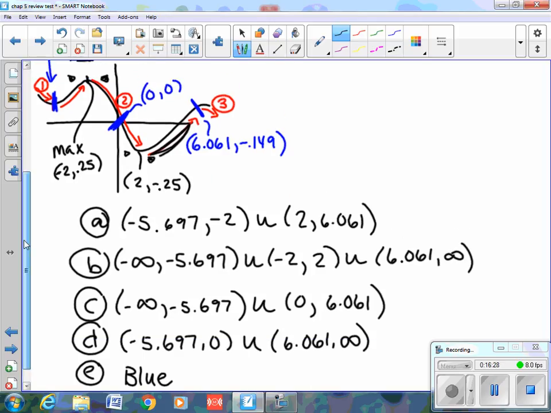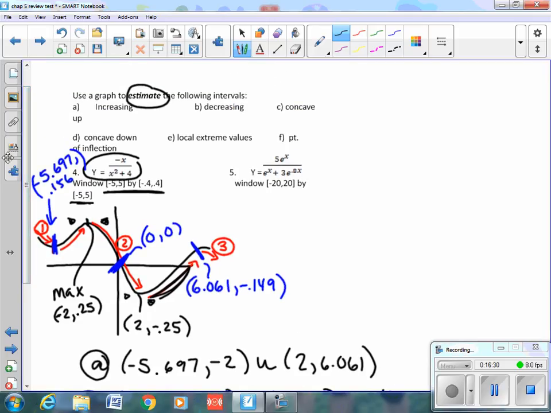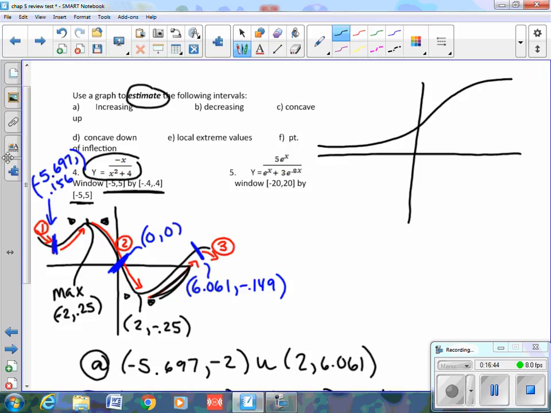Okay, the next problem is basically the same thing. I'm just going to show you the graph. I might not finish this one, but I'm going to give you a good idea. I gave you the window, and I told you what the graph looks like, and I'll show you kind of, this is just approximately kind of what the graph looks like.